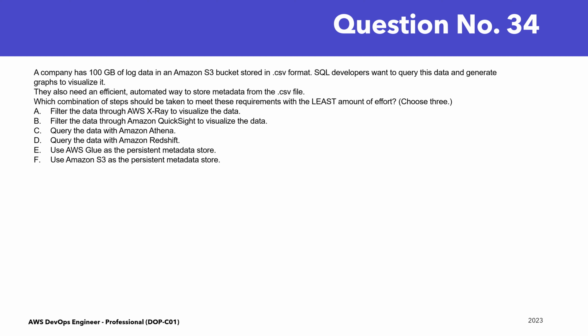Choose 3. A. Filter the data through AWS X-Ray to visualize the data. B. Filter the data through Amazon QuickSight to visualize the data. C. Query the data with Amazon Athena. D. Query the data with Amazon Redshift. E. Use AWS Glue as the persistent metadata store. F. Use Amazon S3 as the persistent metadata store. Correct answer, B, C, F.